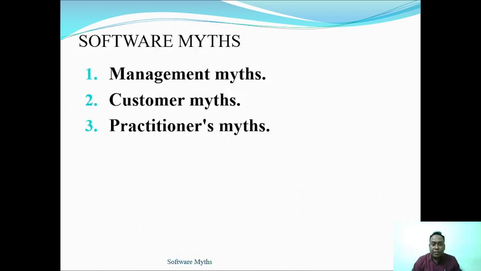Now the software myths. We have used software myths in many ways. There are three types of software myths: one is the management myth, one is the customer myth, and one is the practitioner myth. Okay, let us see them one by one. What is the management myth?